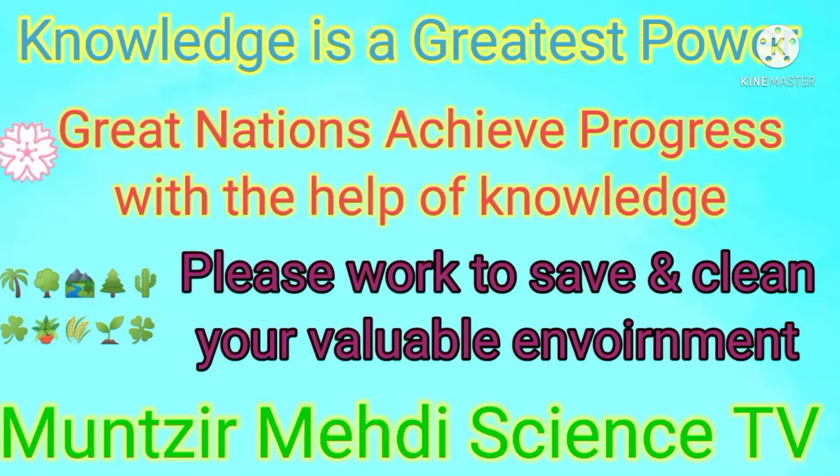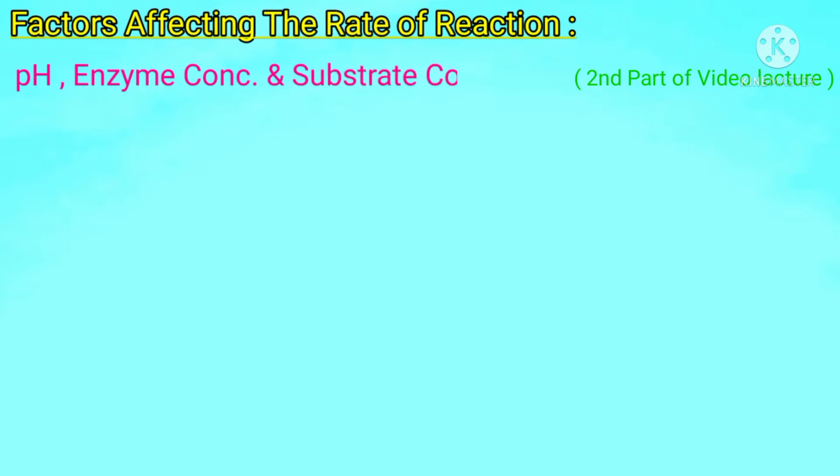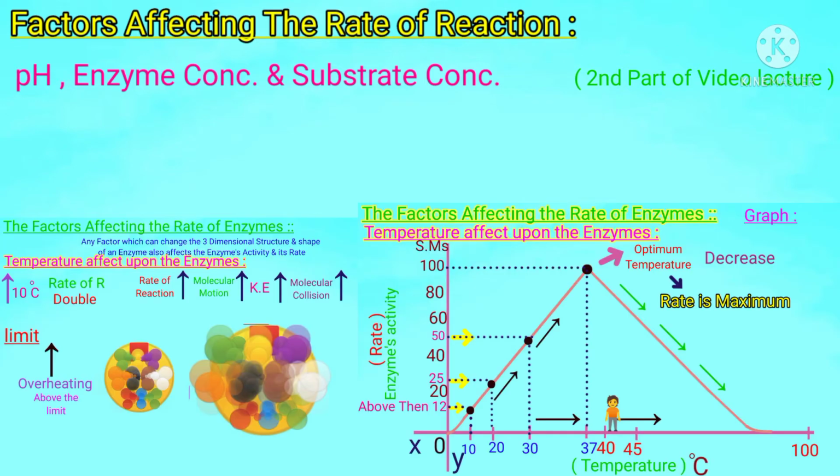Let's come back to our topic, that is the second part of that video that I have made during the last days, namely the factors affecting the rate of reaction. So in this tutorial video we will talk about the remaining three factors, that are pH, enzyme concentration and substrate concentration. And it is the second part of that video during which I have clearly described temperature with the help of theory, diagrams and a temperature graph.